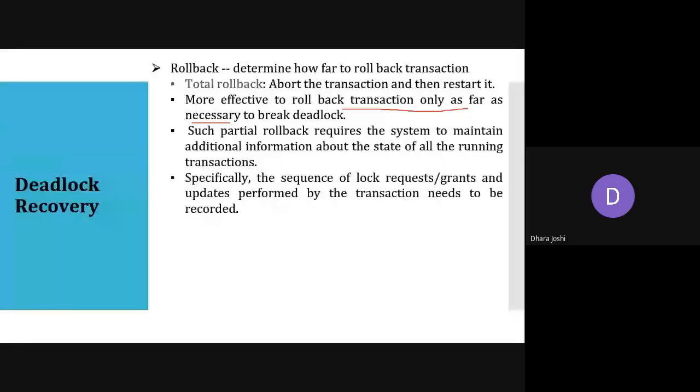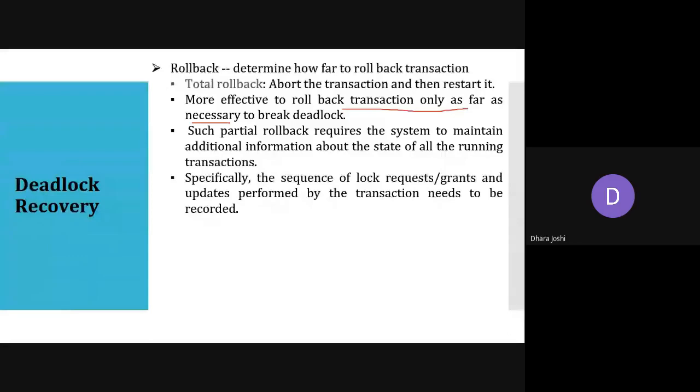Specifically, the sequence of lock requests or grants and updates performed by the transaction needs to be recorded. Like how many locks have been requested, among them how many have been granted, and whether they have made the system update. Like if a value has been updated previously, should we also need to roll back then? So all these things need to be taken care of.